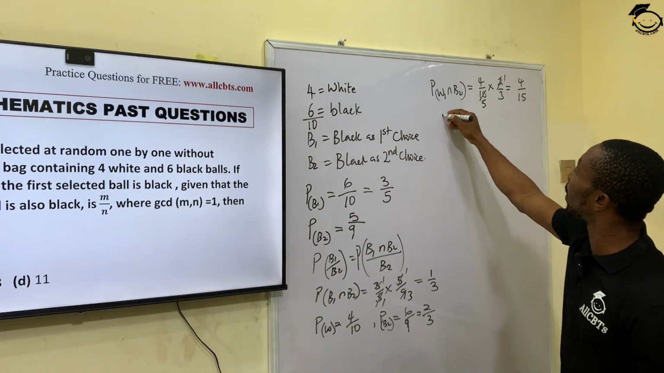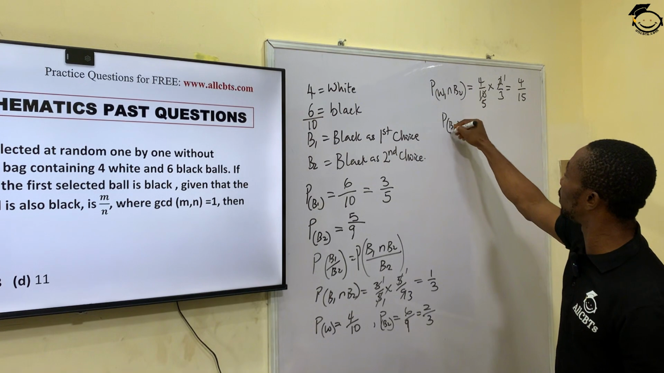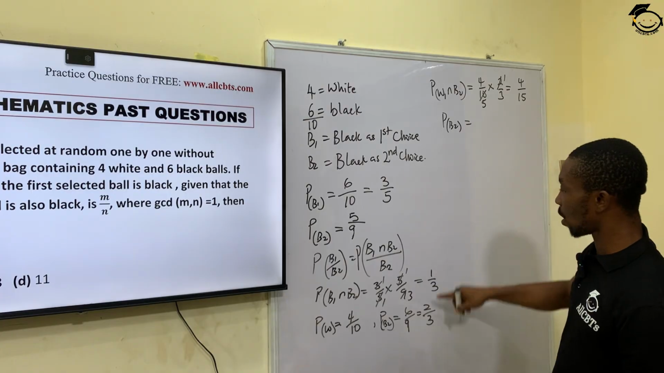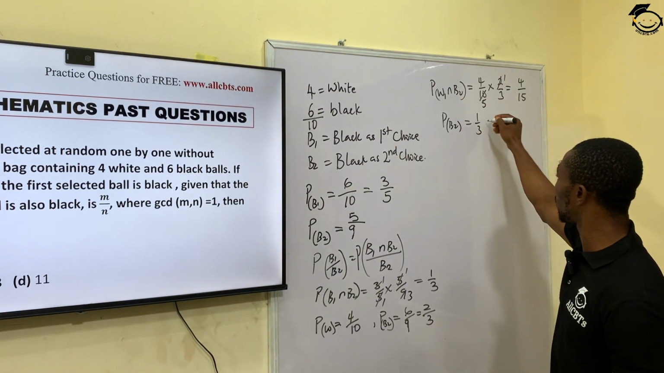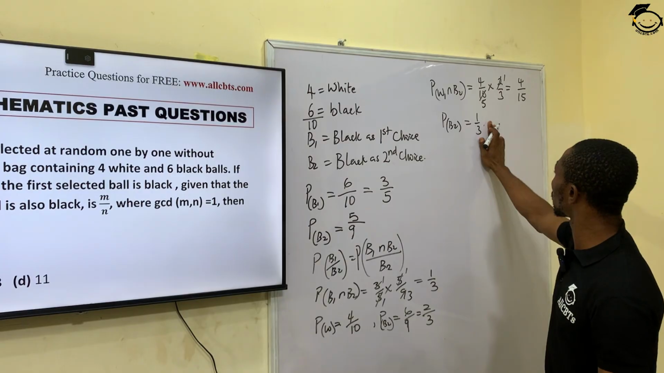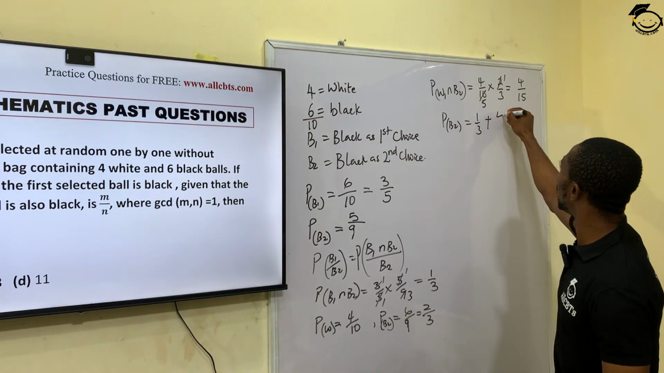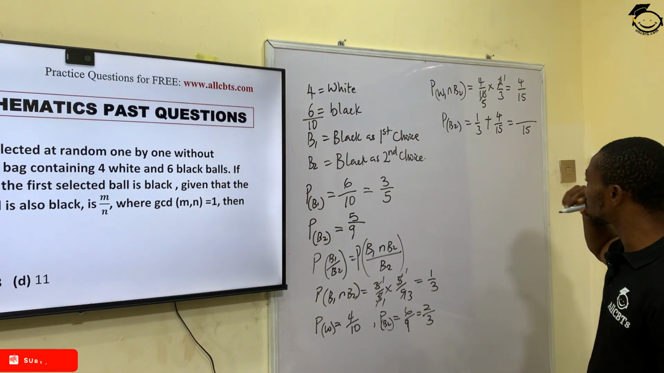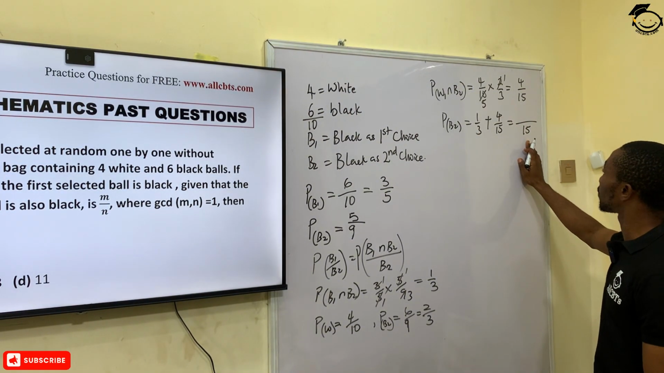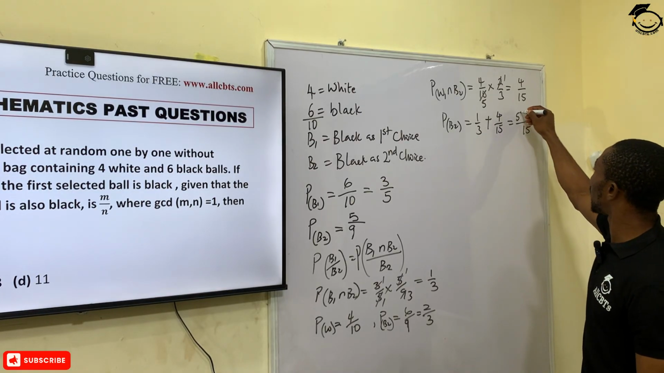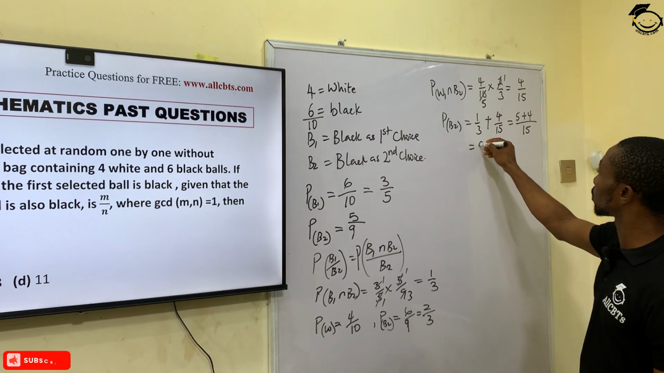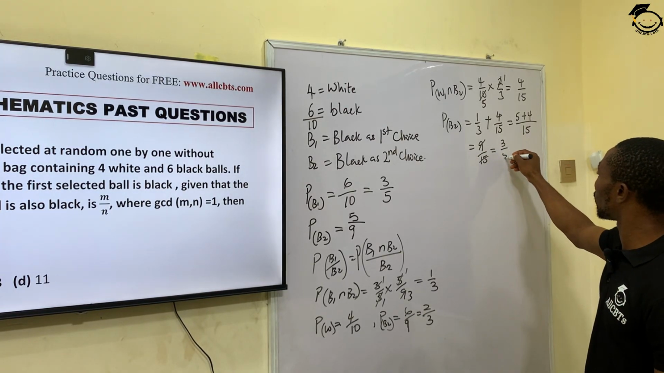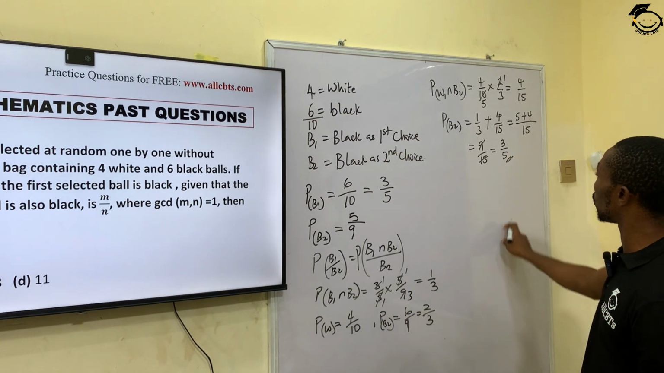So from here, our total probability for our second ball being black will be 1 over 3 plus 4 over 15. From here, we have our LCM as 15. 3 into 15 is 5, 5 times 1 is 5, plus 4, which gives us 9 over 15. Breaking down, it gives us 3 over 5.